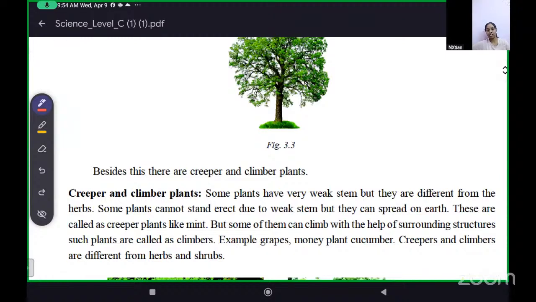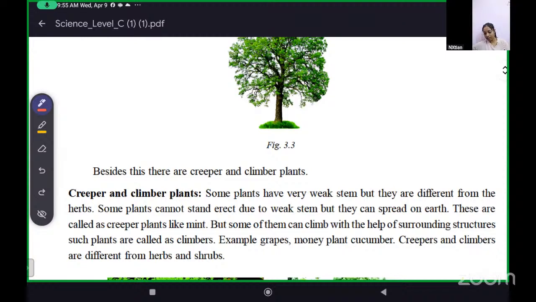Some of them take support of other plants to climb up, with the support of the bark of other plants they climb up. Those plants are known as climber plants. Creepers grow only on the ground, and climbers take support of other trees and plants to climb. Examples are grapes, money plant, cucumber.